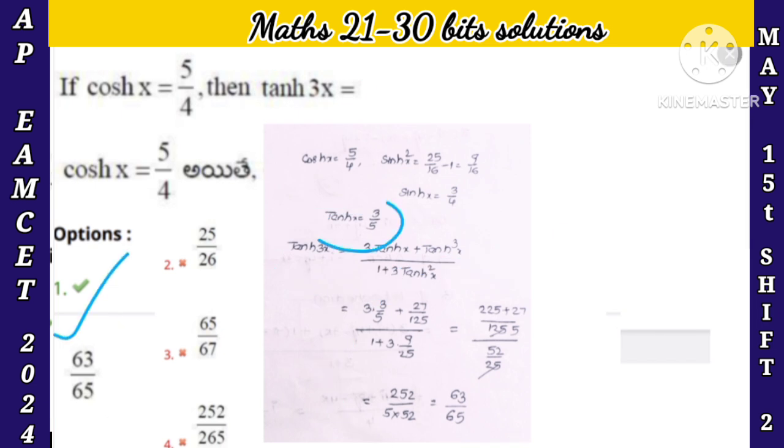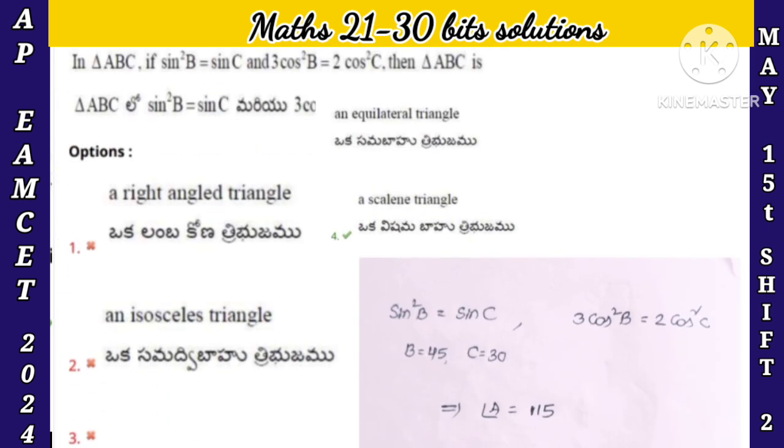First find tan hx, then you have to replace that value in the formula to get the answer. That is the question. Answer is the first option. Okay, see the next problem.